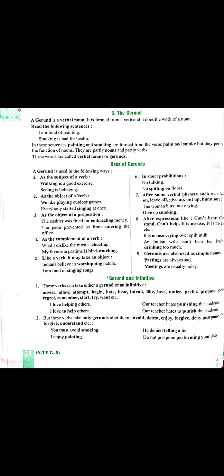How? The first one is: walking is a good exercise. Here walking is our gerund and is used as the subject of the verb. What is good exercise? Walking. Okay. Walking is a good exercise. So here it is working as the subject of the verb.